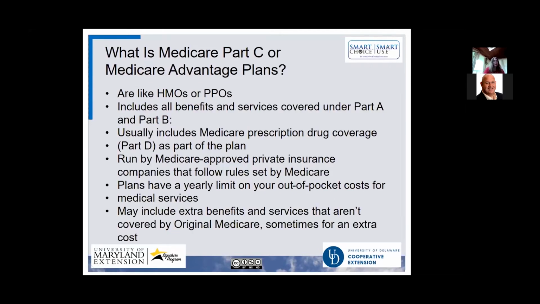So let's talk about Medicare Part C, which is the Medicare Advantage plans. As mentioned in the video, they're like HMOs or PPOs. They're very much like employer-based plans. They include all of the benefits and services that are included under Part A and Part B. That's the requirement. They might include a prescription drug plan. You might pay extra for it. But they often have a limit on your yearly out-of-pocket costs.